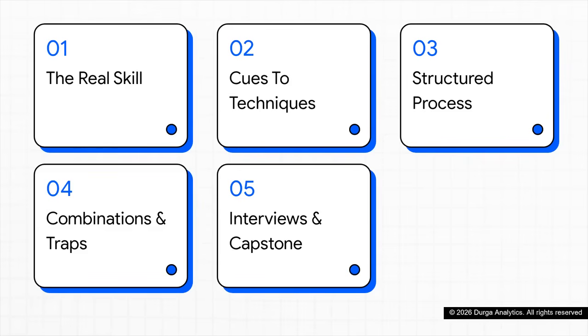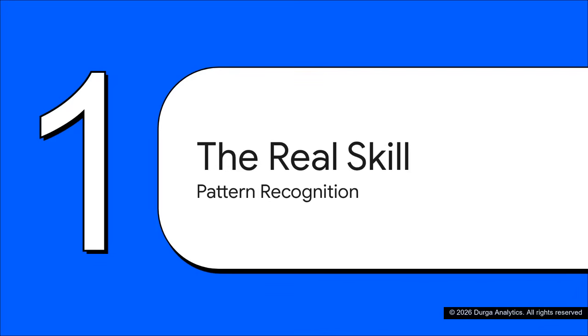So, here is our game plan for today's playbook. 1. The real skill. 2. Mapping cues to techniques. 3. Structured problem-solving process. 4. Combining techniques and traps. And finally, 5. Acing interviews and capstone. Let's dive right in. Section 1.